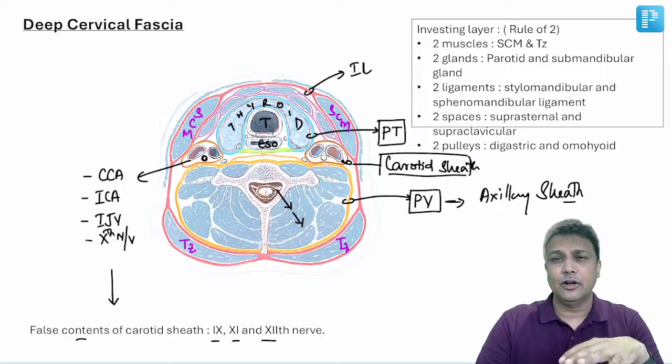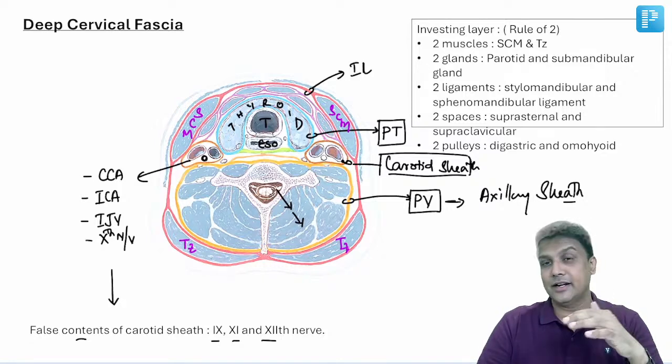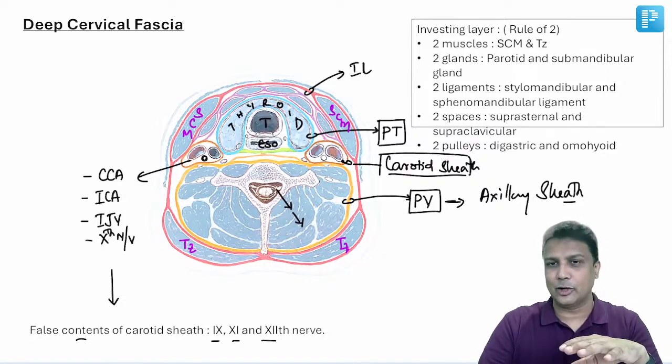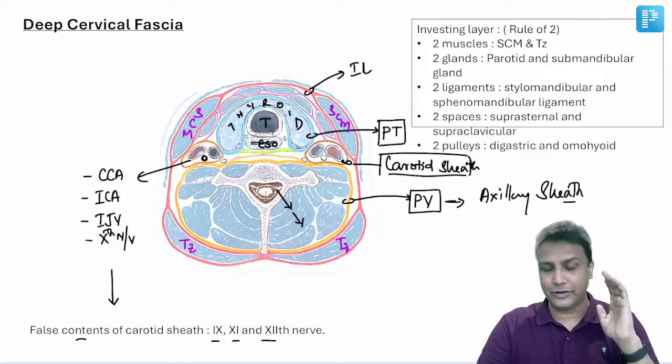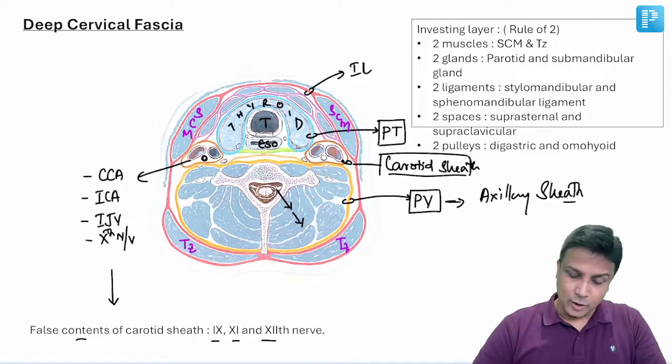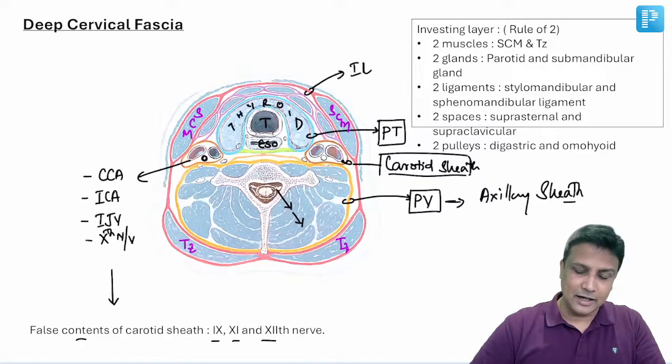Now, why am I telling you false content? Because they are not present inside the carotid sheath throughout its length. They're just present in the upper part, the cranial part, not throughout the length of the carotid sheath. Now, once you are done with all these things, welcome to the last and final one, that is the investing layer.